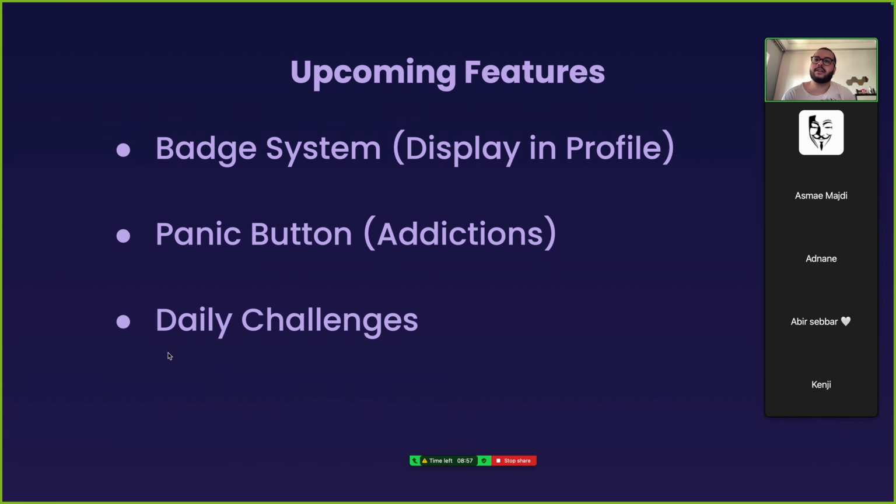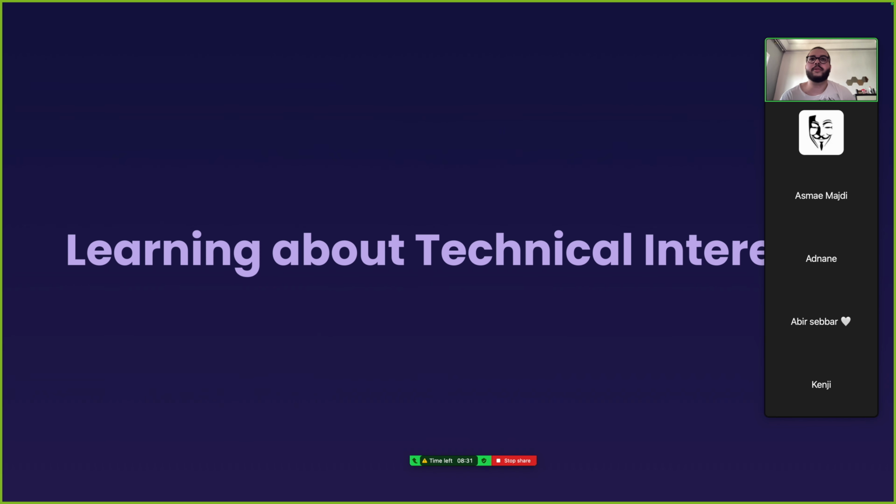I also want to have daily challenges. When you enter the app, you will see daily challenges like log in 5 habits or something like that. Basically daily challenges. And I also want to have a friend list so you can add friends and see their progress and matches, basically the same way that Duolingo works. So, like I said earlier, this app is going to be a combo between Habitica and Duolingo. And finally, we have the learning about technical interests.